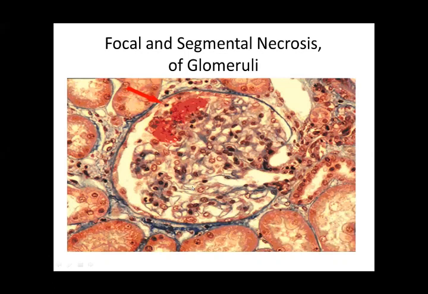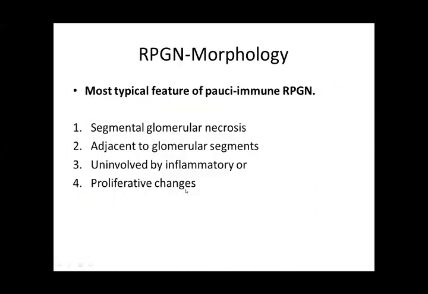There is inflammation here, inflammatory cells are there. Where is it? No inflammatory cell is there. So uninvolved by the inflammation or proliferative changes. So that is what pauci-immune looks like. Just a segment of necrosis in the glomerulus, right? Then there is no inflammation and no proliferative changes.